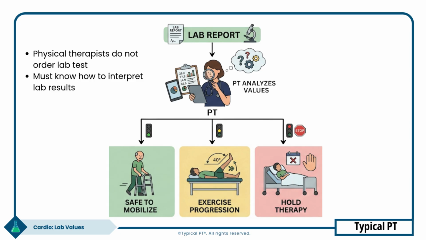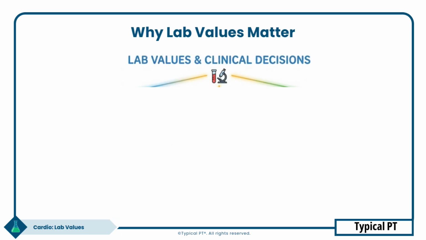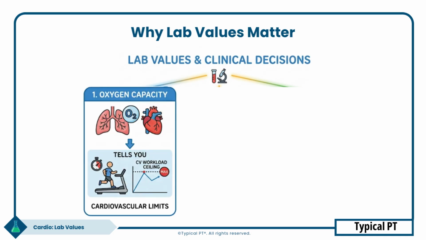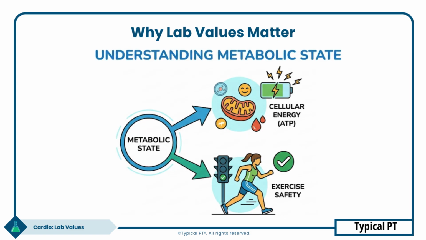Let's get started. As shown on the screen, lab values affect three areas of your clinical decision-making. Oxygen capacity tells you the ceiling for cardiovascular workload. Clotting risk determines your approach to manual therapy and fall precautions. Metabolic state tells you about cellular energy and whether exercise is safe at all. Every lab category we cover in this lecture ties back to one of these three questions.